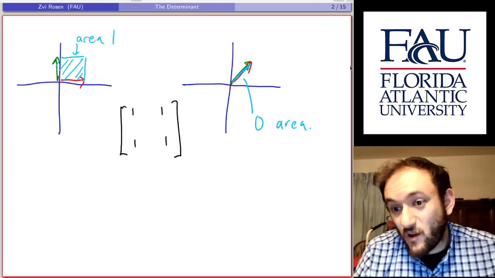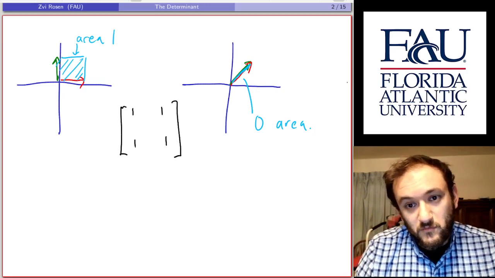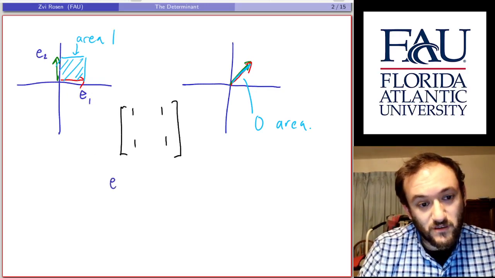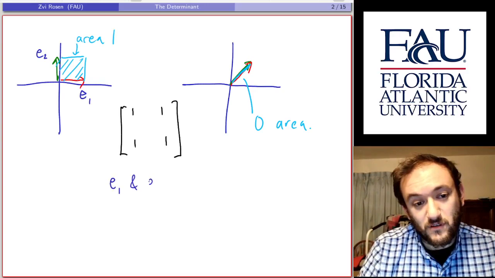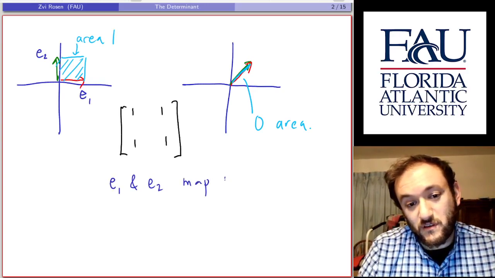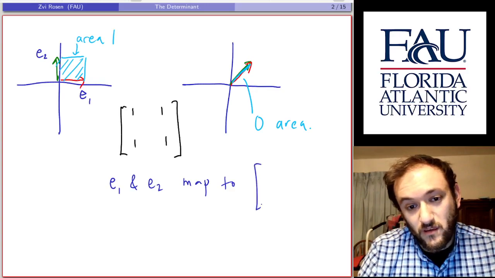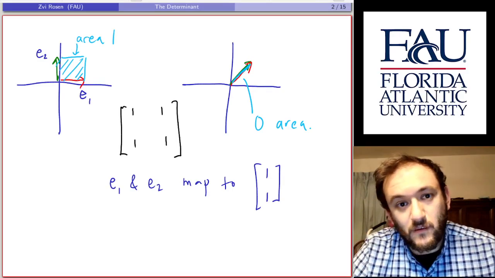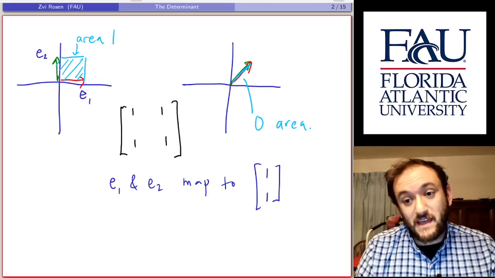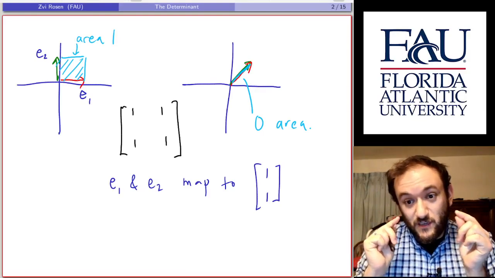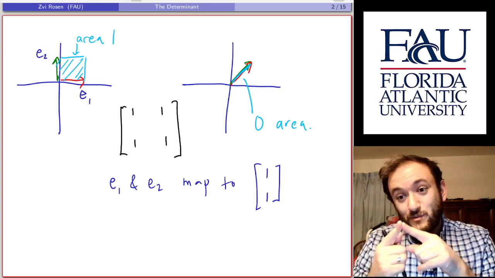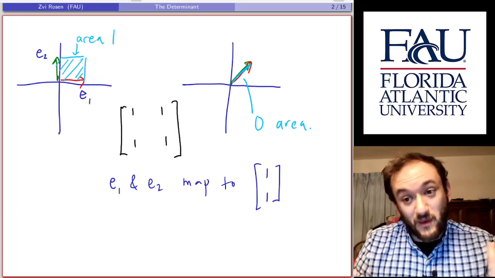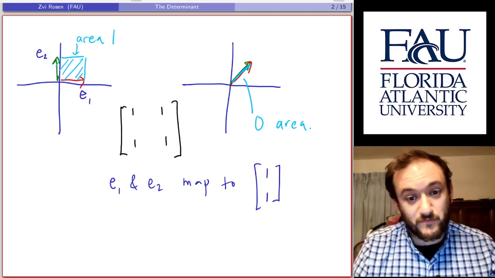At the same time, this is not going to be invertible because if I call this E1 and this E2, E1 and E2 map to the vector 1, 1, so there's no way to get an inverse map. A function being invertible means that you have to be able to undo it. But since E1 and E2 are going to the same thing, there's no way I can undo it. I don't know which one to map 1, 1 to. It's either going to map to E1 or E2. It can't map back to both.